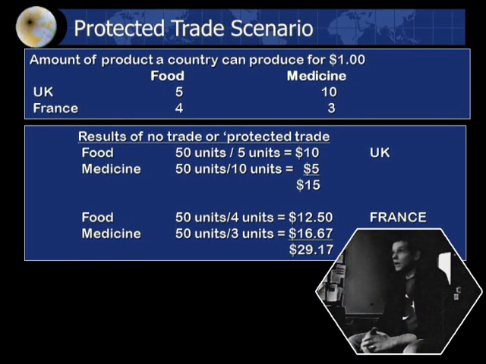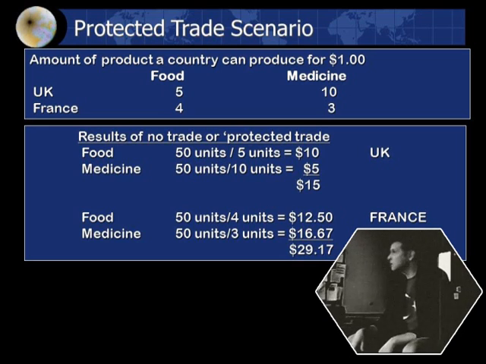France is not nearly as efficient in this case. For food, again assuming they need 50 units, same as the UK, at 4 units per dollar, that's a total cost of $12.50. Medicine, they can only do 3 for $1, so $16.67. The total cost for them to meet all the demand within their country is $29.17. You follow me on this so far?